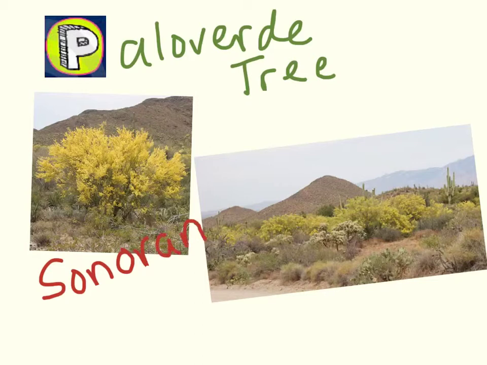An interesting thing about Palo Verde trees is that they're often found in the same areas as saguaro cacti. Here are some saguaro cacti right there alongside the Palo Verde trees. The reason for that is because the Palo Verde trees provide shade so that young saguaro cacti don't get burnt up in the desert sun.